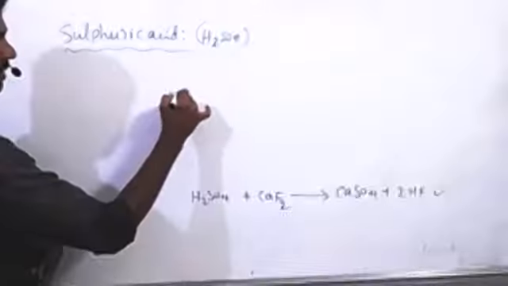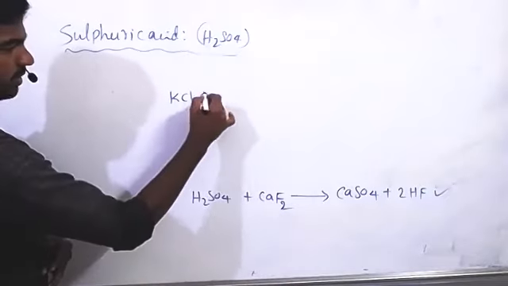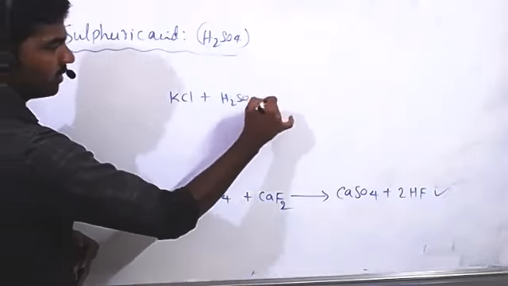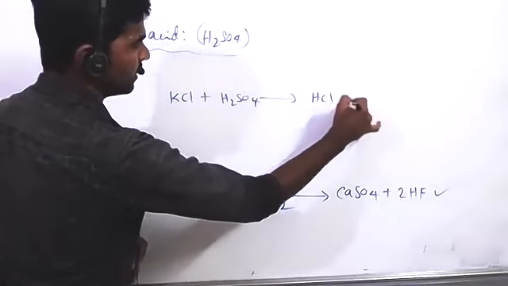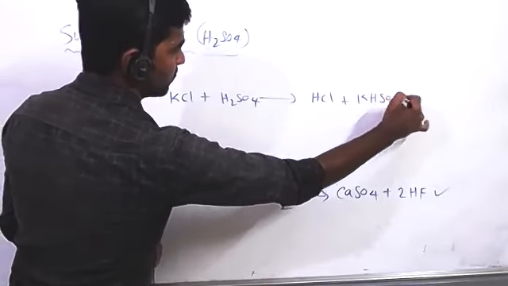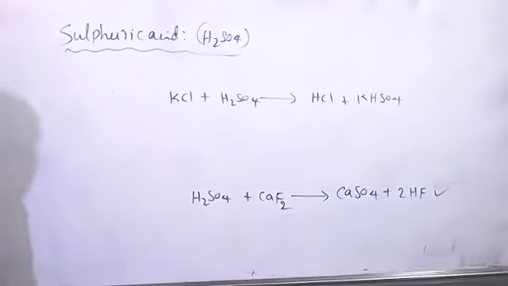Previously I told this one reaction, when KCl salt is treated with H2SO4, it forms another acid, HCl, and salt KHSO4. Same type of reaction this also.